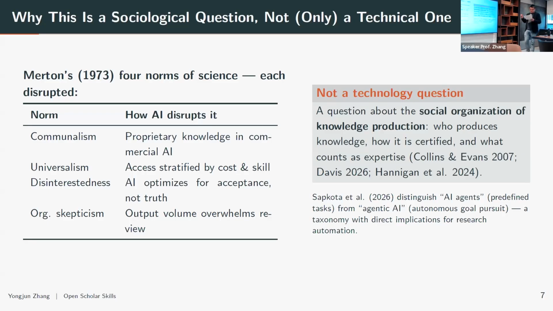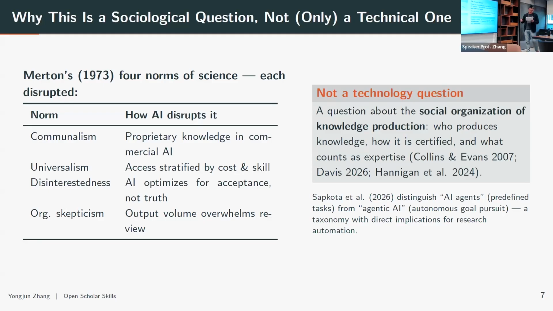So again, this is a question about the social organization of knowledge in the age of AI. Who produces knowledge? A lot of us are using AI. We don't know how it's certified and what counts as expertise. I think these questions are very, very important. That's why I think sociology should spend more time thinking about this.